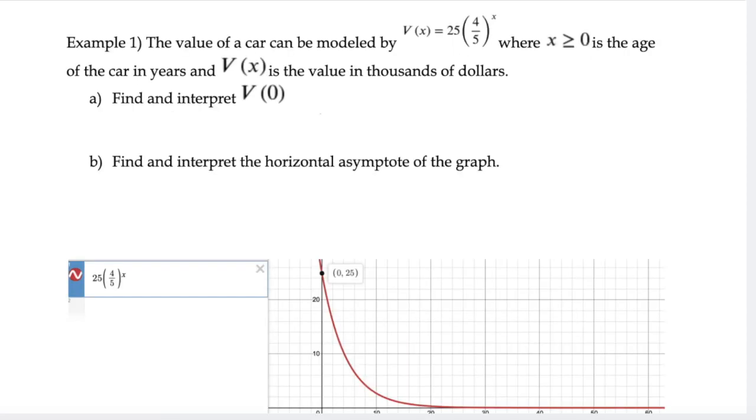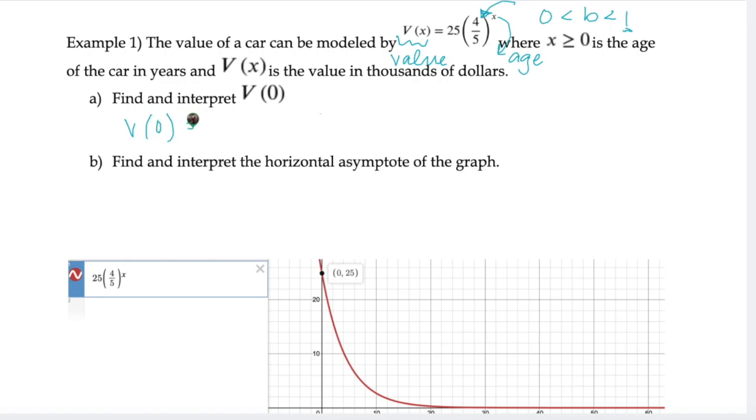Just taking a look at the components of our function here, we have 4/5 as our base. Notice that 4/5 here is between 0 and 1. So therefore, we are going to be decreasing. Again, v of x represents the value, and x is representing the age. So it shouldn't surprise us that my graph below is decreasing because our base is a fraction. Let's find and interpret v of 0.